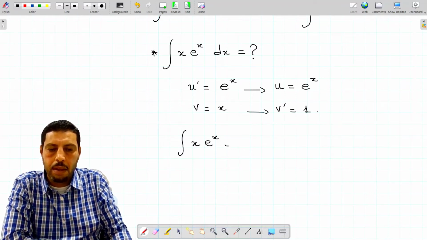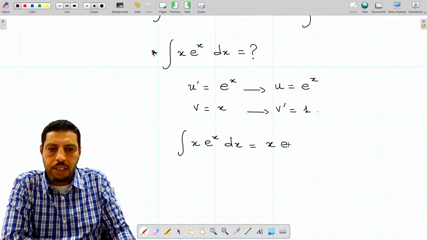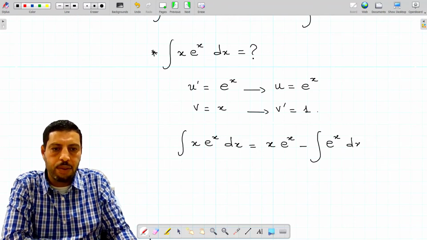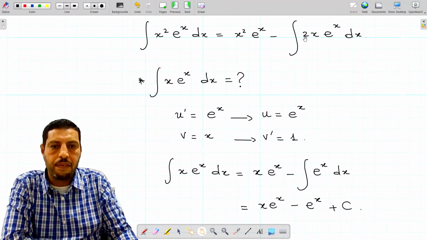Equals u times v, which is x exponential x, minus the integral of u times v prime, and 1 times exponential x is exponential x. And now you are able to compute this integral, which is exponential x plus c. Okay, now we're going to substitute the integral of 2x exponential x by its expression.